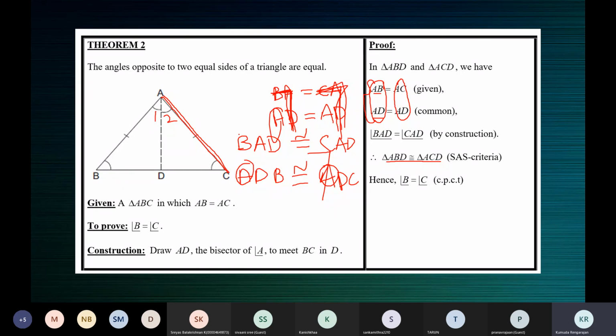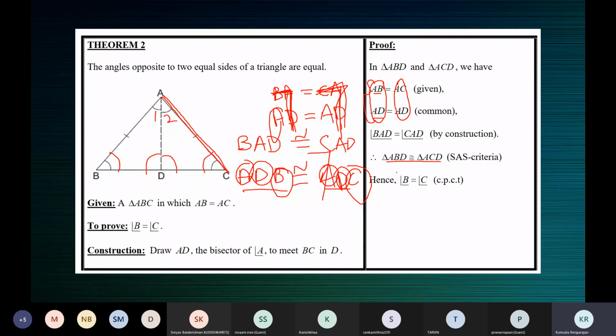Now they are also equal because the triangles are identical. The remaining pairs of corresponding sides and angles are also equal. Corresponding sides or angles can be identified only when you name the triangles in the correct order. So angle D of the first triangle is equal to angle D of the second triangle. Then angle B of the first triangle is equal to angle C of the second triangle. This is what we had to prove: angle B is equal to angle C.